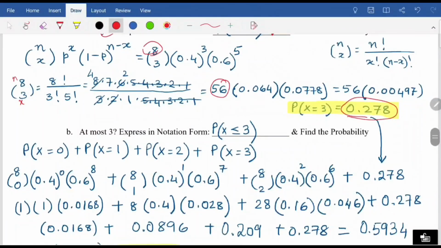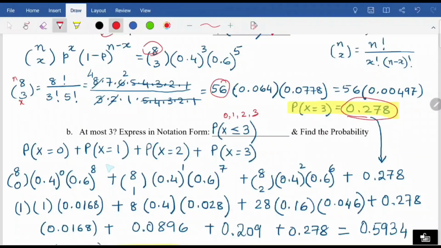For part B, it says at most 3. All right. So at most 3 means it's not just equal to 3, but 3 is the highest value. It could be values less than 3 as well. So in notation form, that's probability of x less than or equal to 3. So what are the values that could be less than or equal to 3? It could be a 0, it could be a 1, it could be a 2, and because it has less than or equal to, we should include 3 as well.